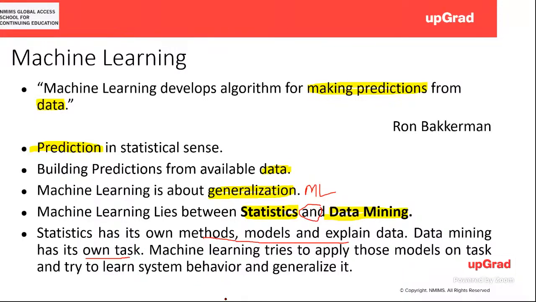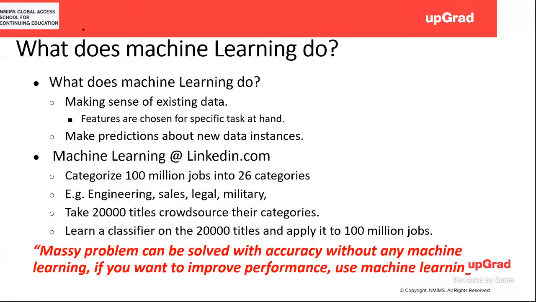So machine learning models try to learn from system behavior and try to generalize it, right? So that is what machine learning does. I will give you another example. Here you can see what machine learning tries to do. It tries to make sense of existing data, whatever data you have, related to diabetes, related to loan, related to claim.